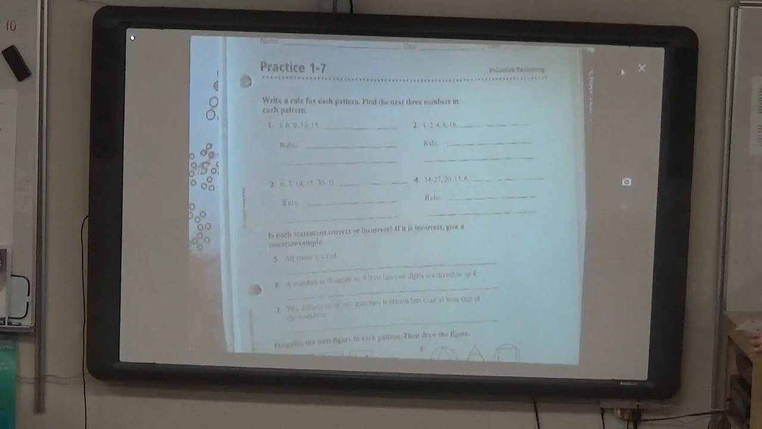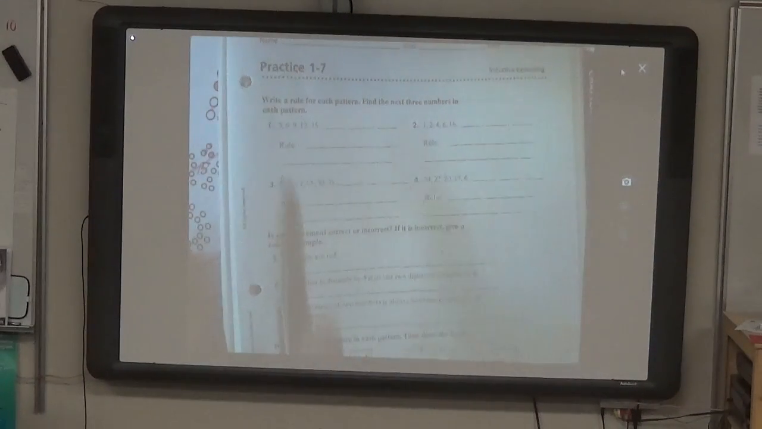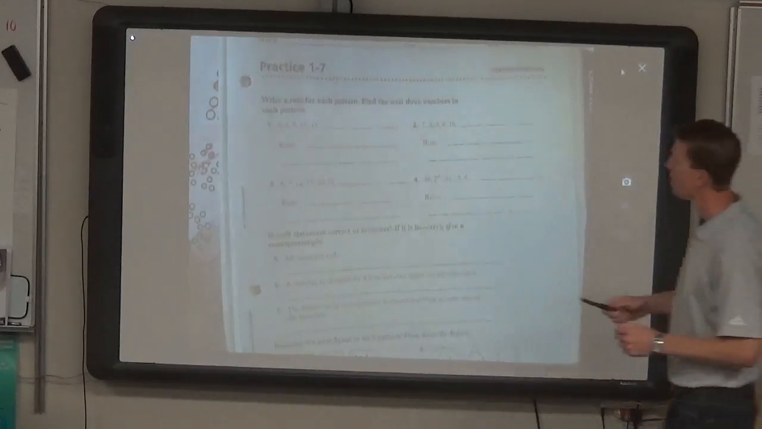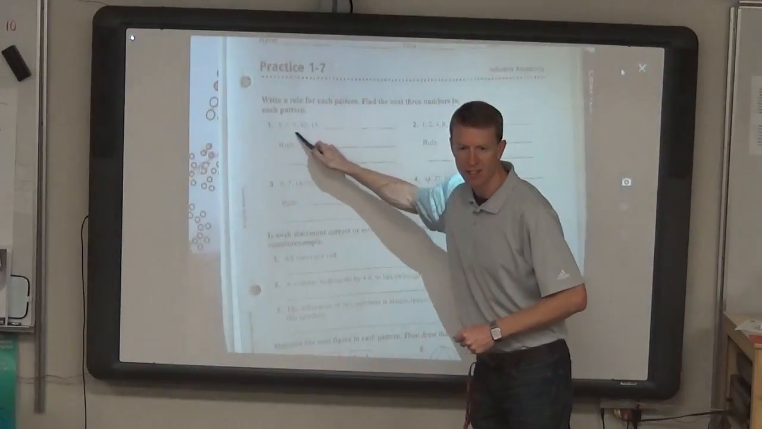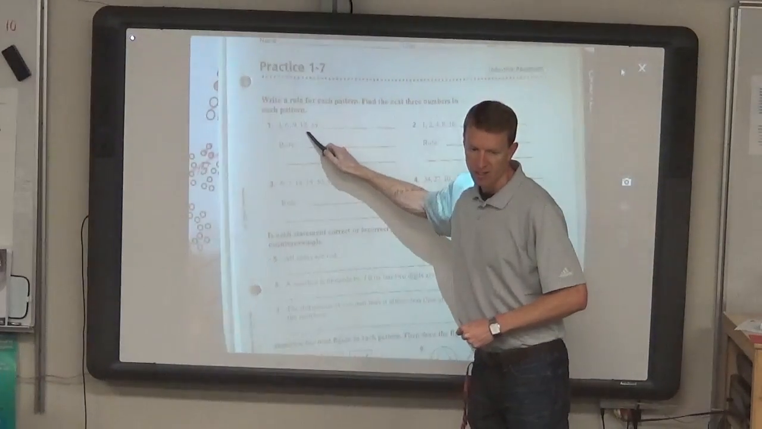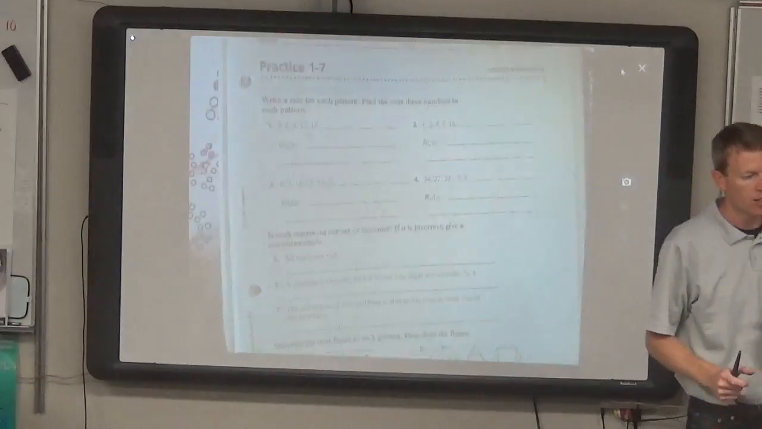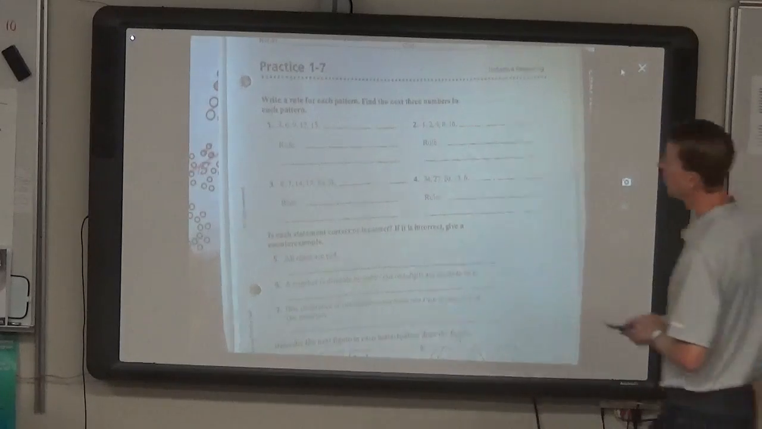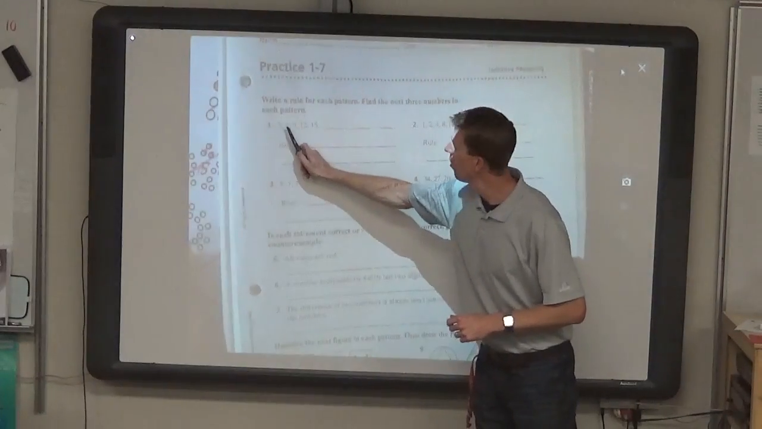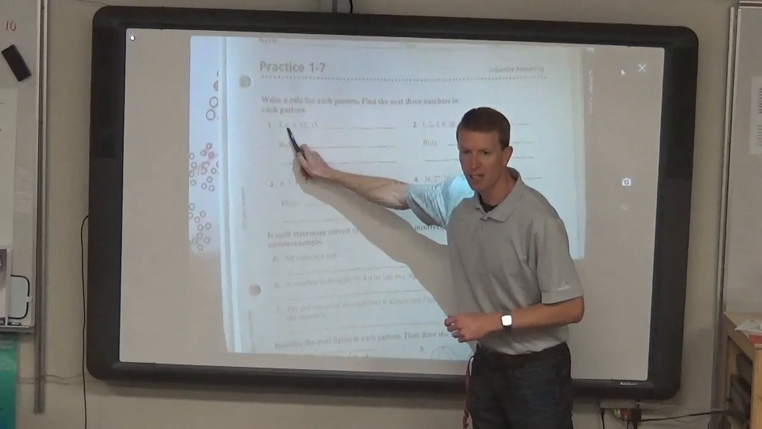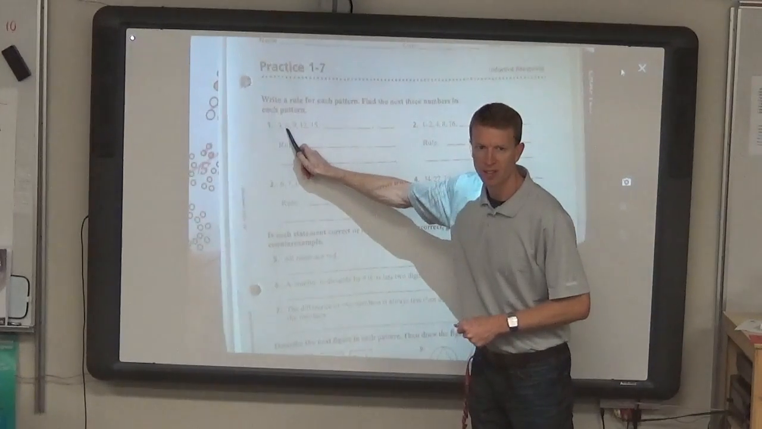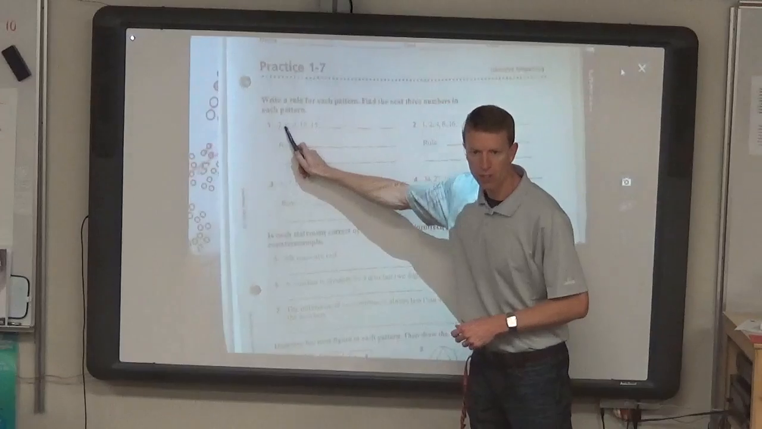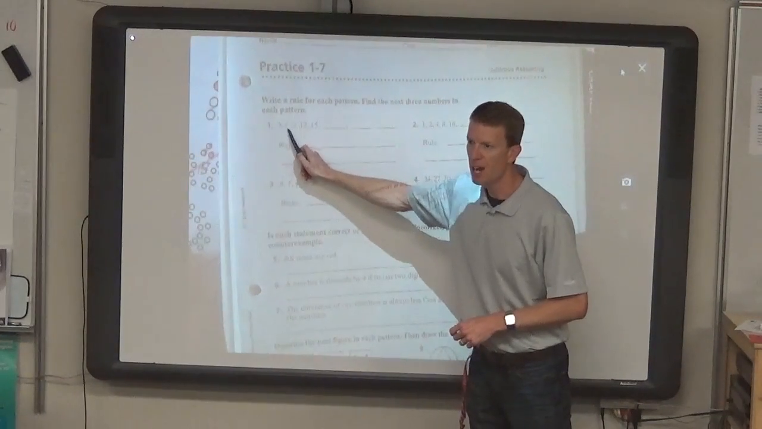Let's look at your worksheet. Write the rule for each pattern, find the next 3 numbers in the pattern. How can you find a pattern in this? One of the ways to find patterns in numbers, the first step is to figure out the difference in the numbers. So to add the second one, subtract the first one from the second one. If you subtract the first one from the second one, you get 3. So that means you're adding 3 each time.